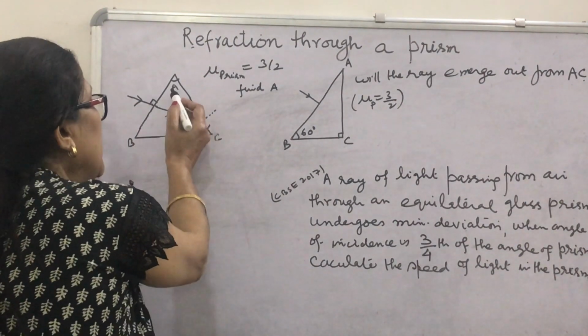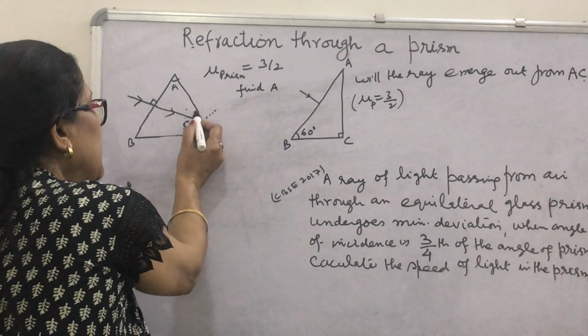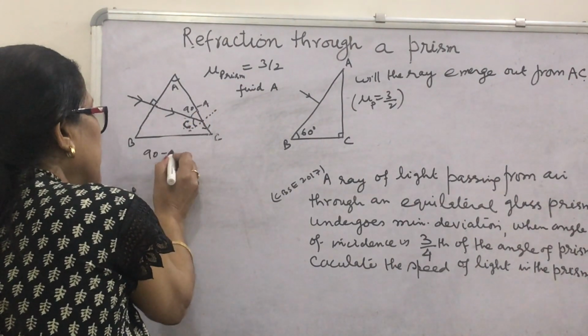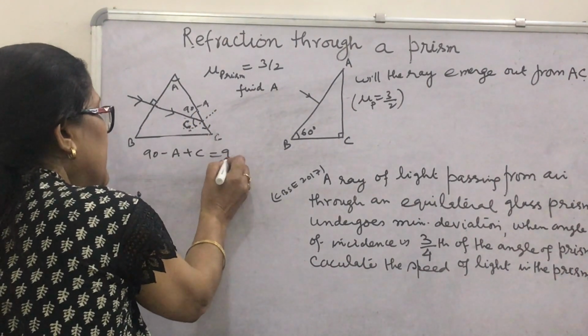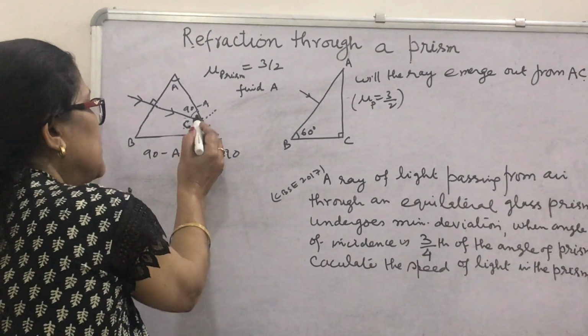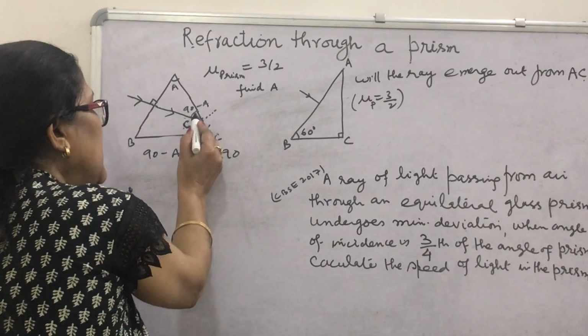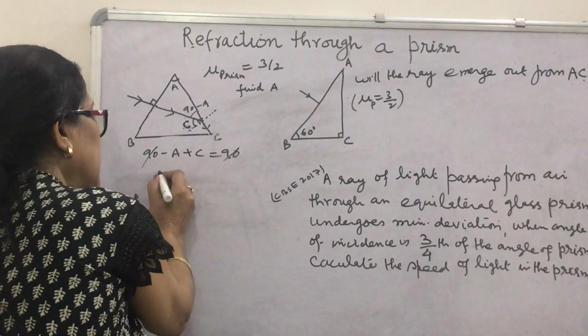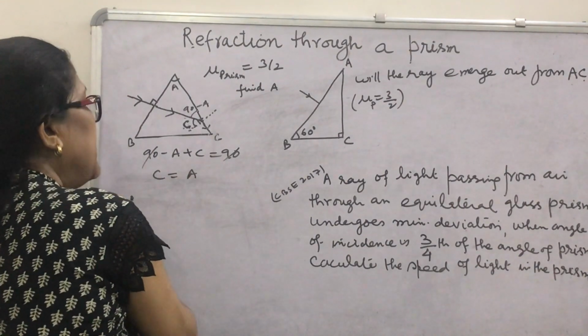Look here, if this is A and this is 90, what will be this angle? 90 minus A. What can you write? 90 minus A plus C will be equal to 90 degree. This total angle will be 90 degree. So 90 minus A, this angle, and C, this angle, this total will be 90 degree. So from this relation, critical angle is equal to A.